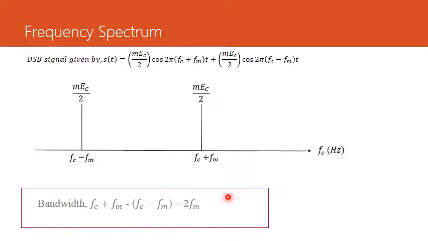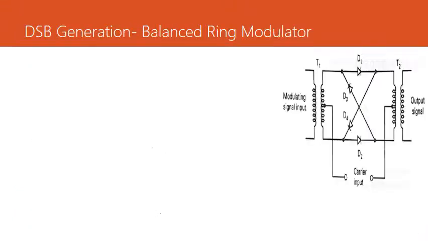Which is the same as that of double sideband full carrier. So both the double sideband full carrier and the double sideband suppressed carrier have the same bandwidth of 2 times Fm, but the only difference is that we can reduce the transmitted power in the case of double sideband suppressed carrier because we are suppressing the carrier signal component. So this is what double sideband is.